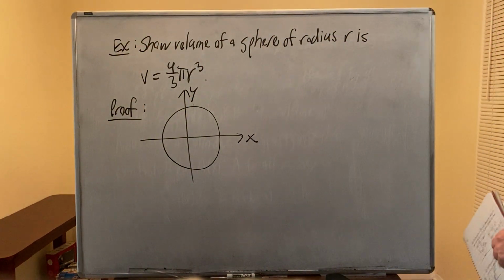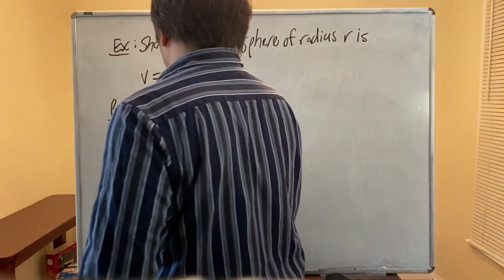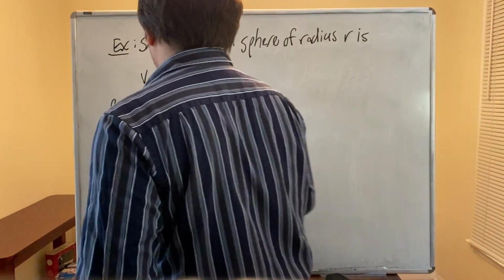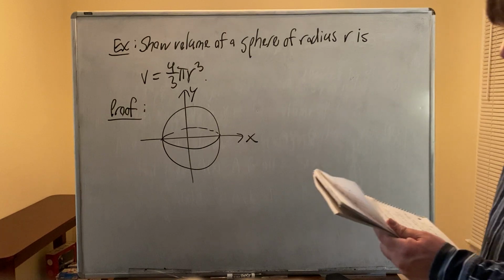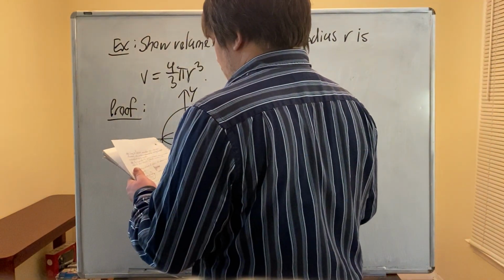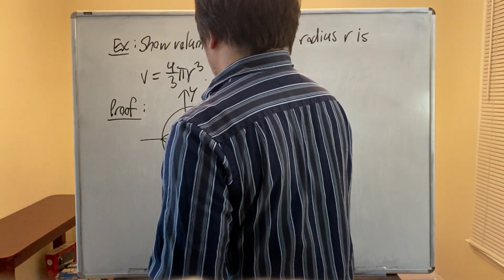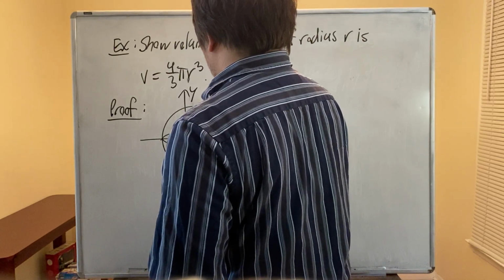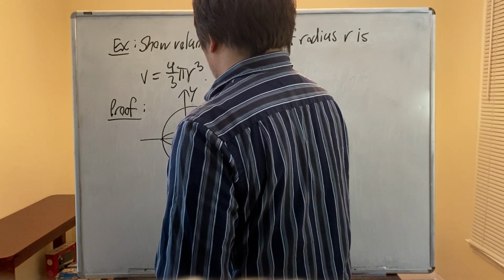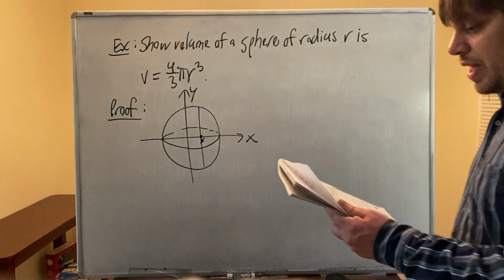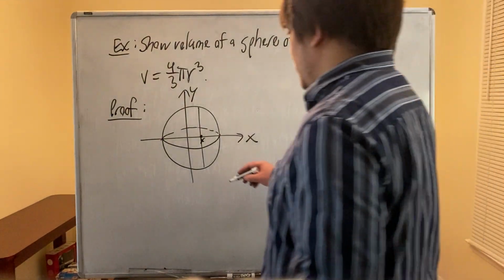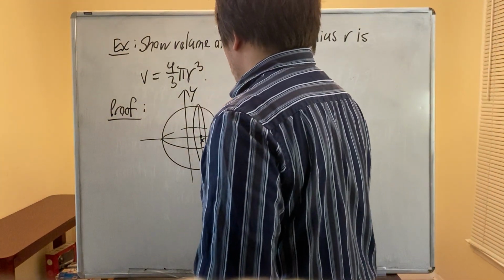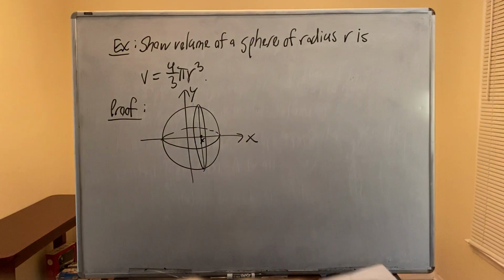Okay, so volume of a sphere of radius capital R. So let's draw a picture of the sphere. Okay, so let's find the volume of the sphere. To find the volume of the sphere, let's note that if you were to take a cross-sectional area, let's say this was an x, and you were to take a cut through here, then what you would get is a circle.